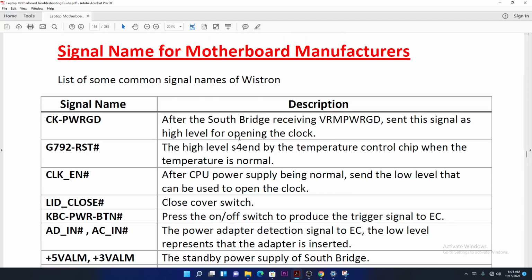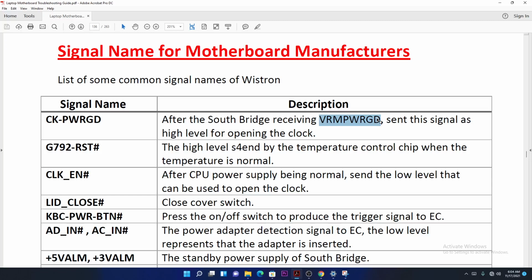This is a big problem. You have seen this a lot in the schematics, and you end up being confused. You don't know what all those things mean. The first one is clock power good. After the South Bridge receives the VRM power good, this means VRM power good. Okay, VRM is the CPU power supply. I was reading this: after the South Bridge receives the VRM power good.